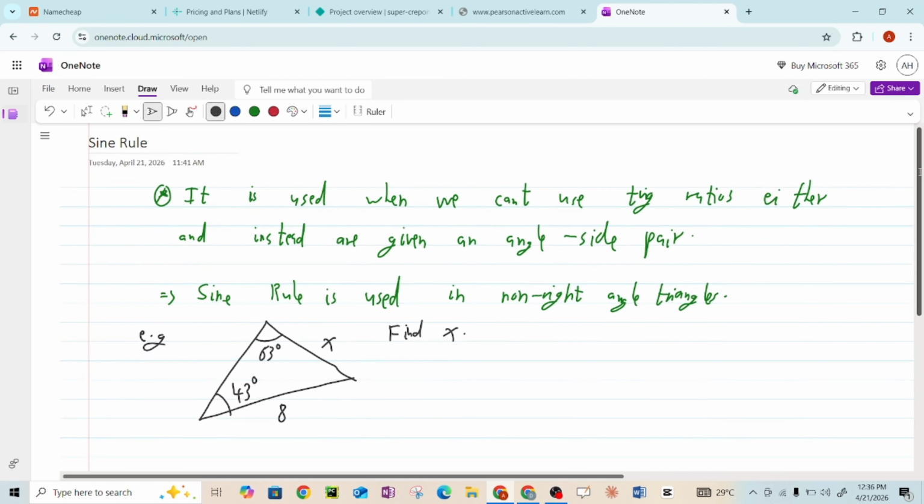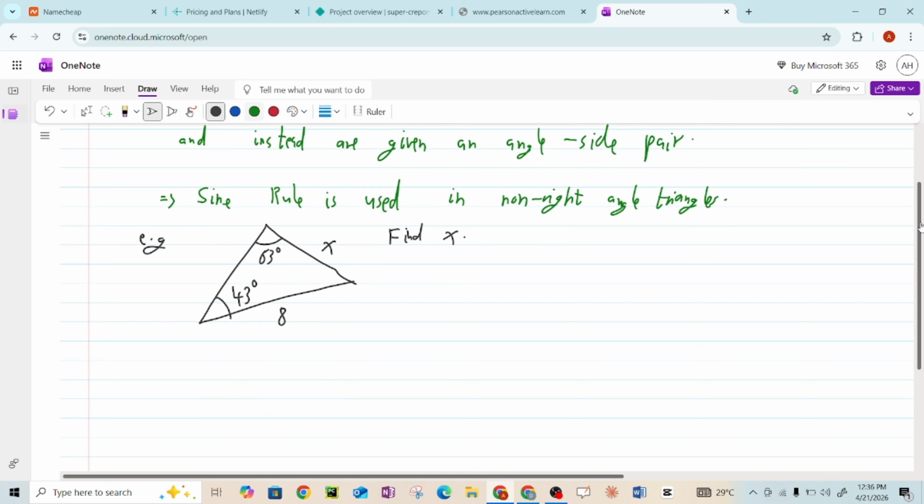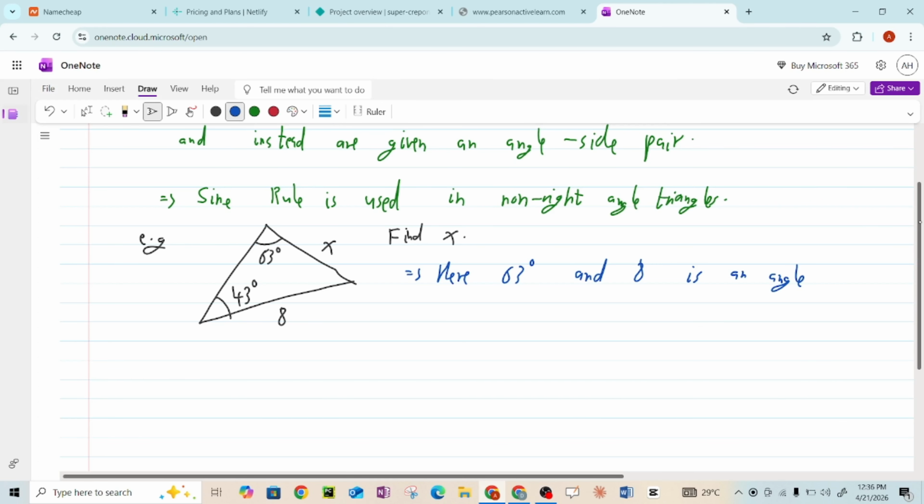So in this question, what is the meaning of angle side pair? Over here, we have 63 degrees and 8, which is an angle side pair. That means we have 63 and 8, and the remaining one is 43 and x. This and this are angle side pairs: the angle and the side that it is facing.